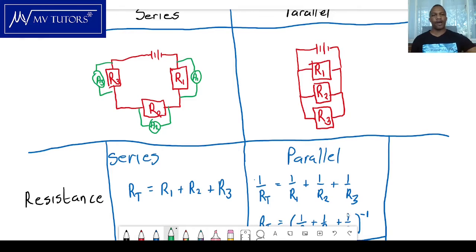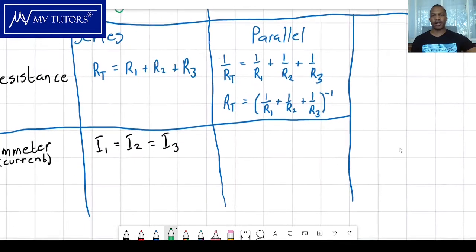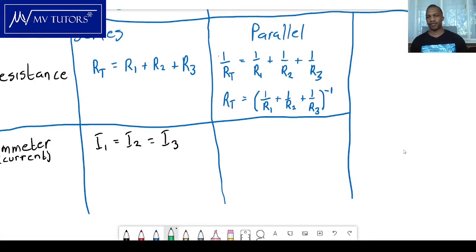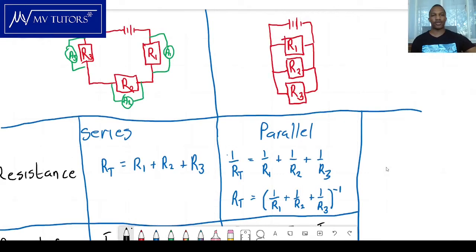Okay, now let's look at the parallel configuration. Under parallel, you will have IT, which is the total current, equal to I1 plus I2 plus I3. Okay, why is that? Let's go back to our drawing over here.